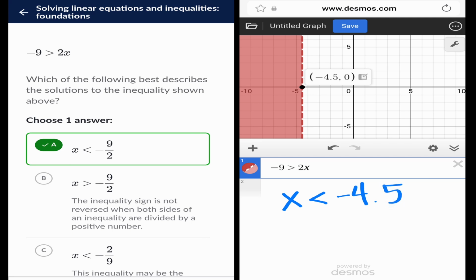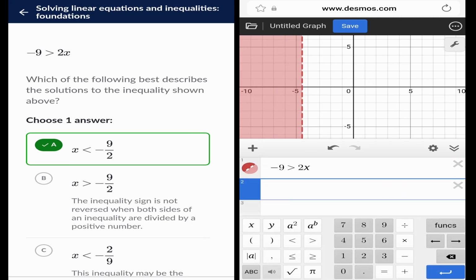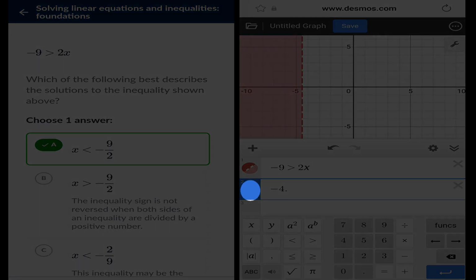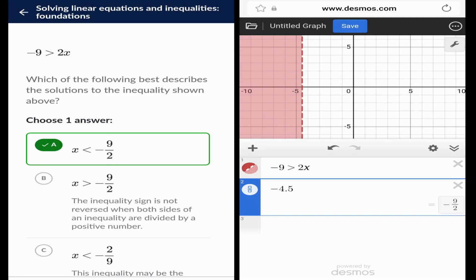Since we have a decimal answer of -4.5, we could type that into Desmos and then click this button to the left and it'll turn it into a reduced fraction. So we see that it's -9/2.